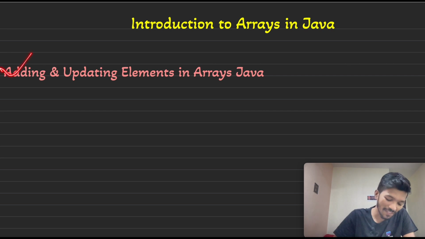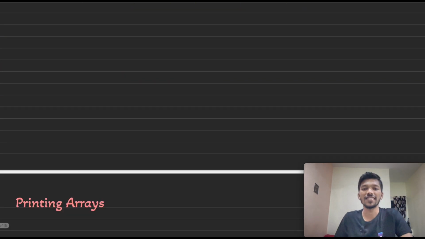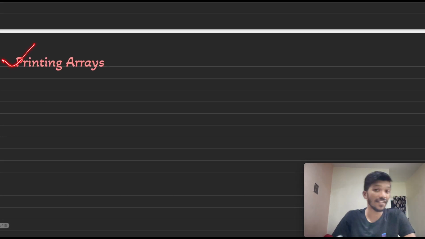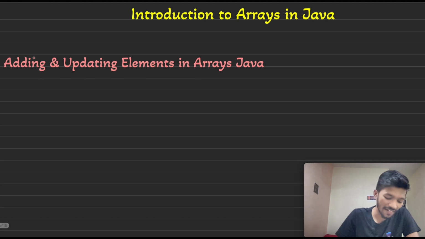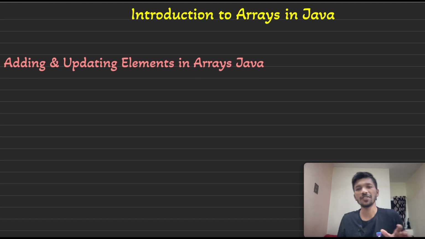So in this lecture we will be seeing two important things. The first one is adding and updating elements in an array, and then we will look at how we can print the elements in my array. Right, so first let's check out how we can add the elements. But before we go on to this topic, there is one most important thing that I want to highlight.